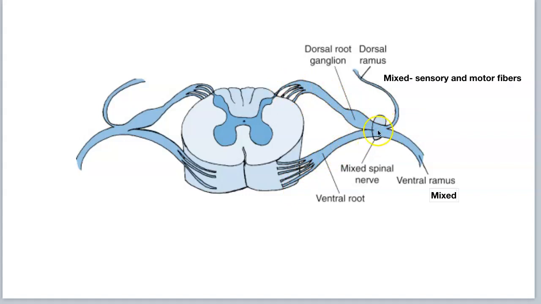These spinal nerves, we call them mixed because they are carrying both sensory and motor. Dorsal root, it's only carrying sensory. Ventral root, it's only carrying motor. Spinal nerve, it's mixed. It's carrying both sensory and motor. Now we're going to have these little branches that are coming off the spinal nerve.